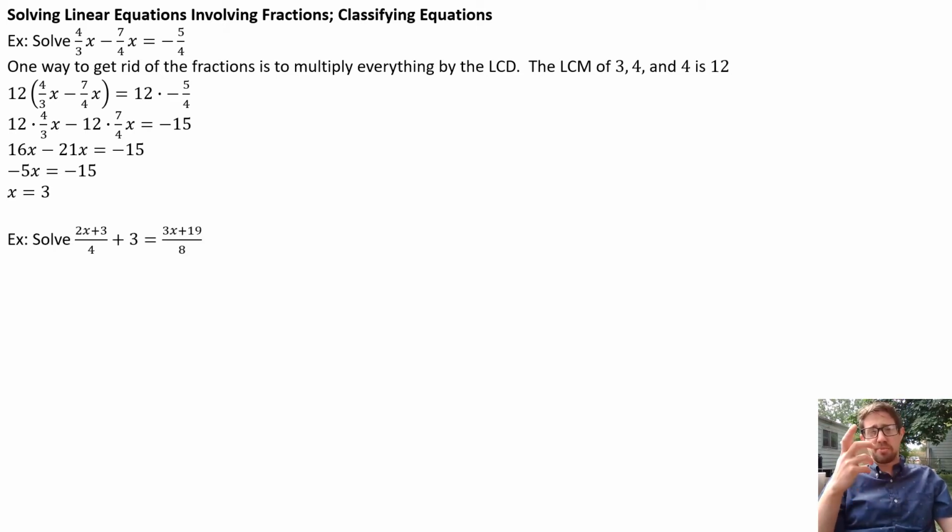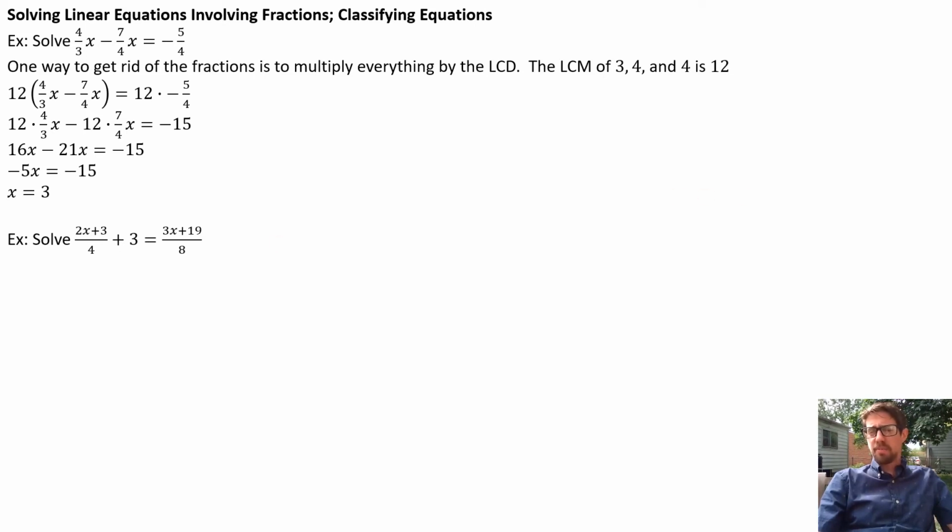Okay, so for that last one, you're more than welcome to go back and plug it in and check to see that that is the correct solution. So let's just do another one. 2x plus 3 over 4 plus 3 equals 3x plus 19 over 8. So this looks more complicated, but it's really not, and it's a linear equation involving fractions. So the 3 doesn't have a denominator, or you can say that the denominator is just 1. So the thing we need to multiply by is the least common multiple of 4 and 8, which is 8.